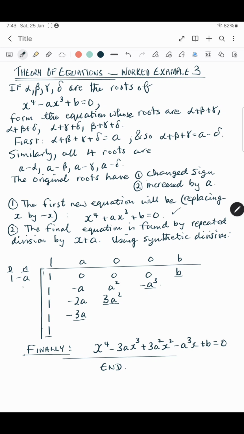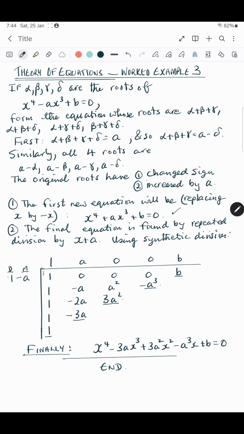Next line, 1 into 1 goes once. 1 times minus a is minus a. Added on to minus a is minus 2a. Minus 2a times minus a is 2a squared. Added on to a squared is 3a squared. So that finishes the third line.